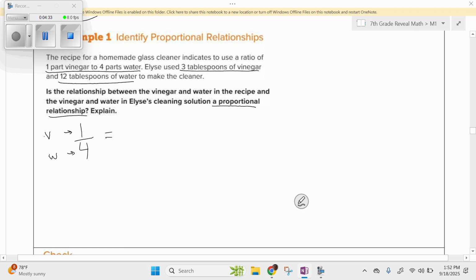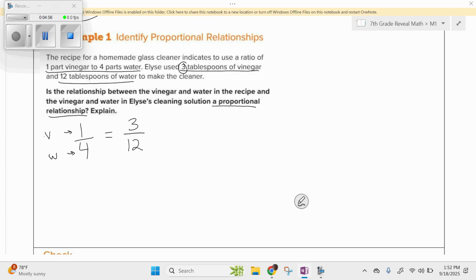Okay, and when I write my other ratio, I have to make sure it's in the same order. So I've put vinegar on top, I've got to put vinegar on top on my other one because they have to match up to check the ratios. Okay, so it says right here, it says 3 to 12. Okay. And that's vinegar to water. Again, it's in the same order, top and bottom. All right. Now we just check if those are equivalent.